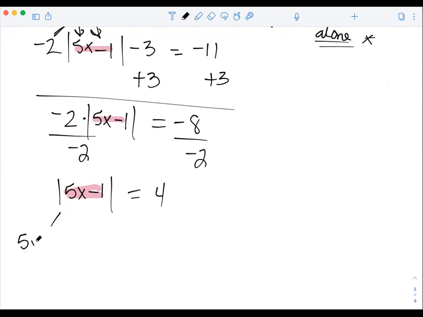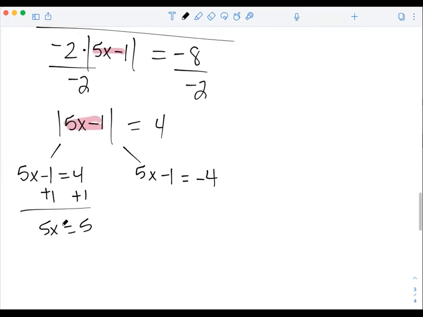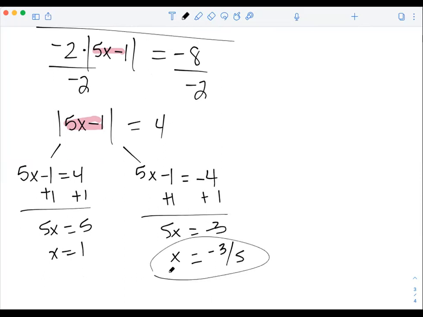First equation is 5x minus 1 equals 4. 5x minus 1 equals -4. And then solve for x. So add 1. And x equals 1. x equals -3/5. Those are our solutions.